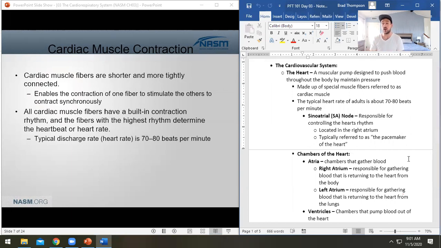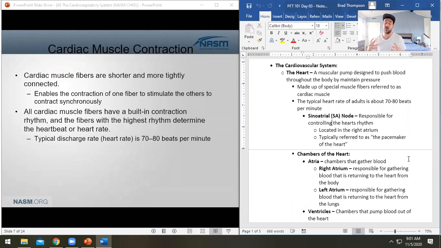We really want your heart, whenever it's beating, to stay in sync. We want all the fibers to contract simultaneously, right? We want this kind of thing to happen. We want the heart to squeeze like this. What we don't want is where it gets out of rhythm like this, where I'm squeezing at random different times on each side.